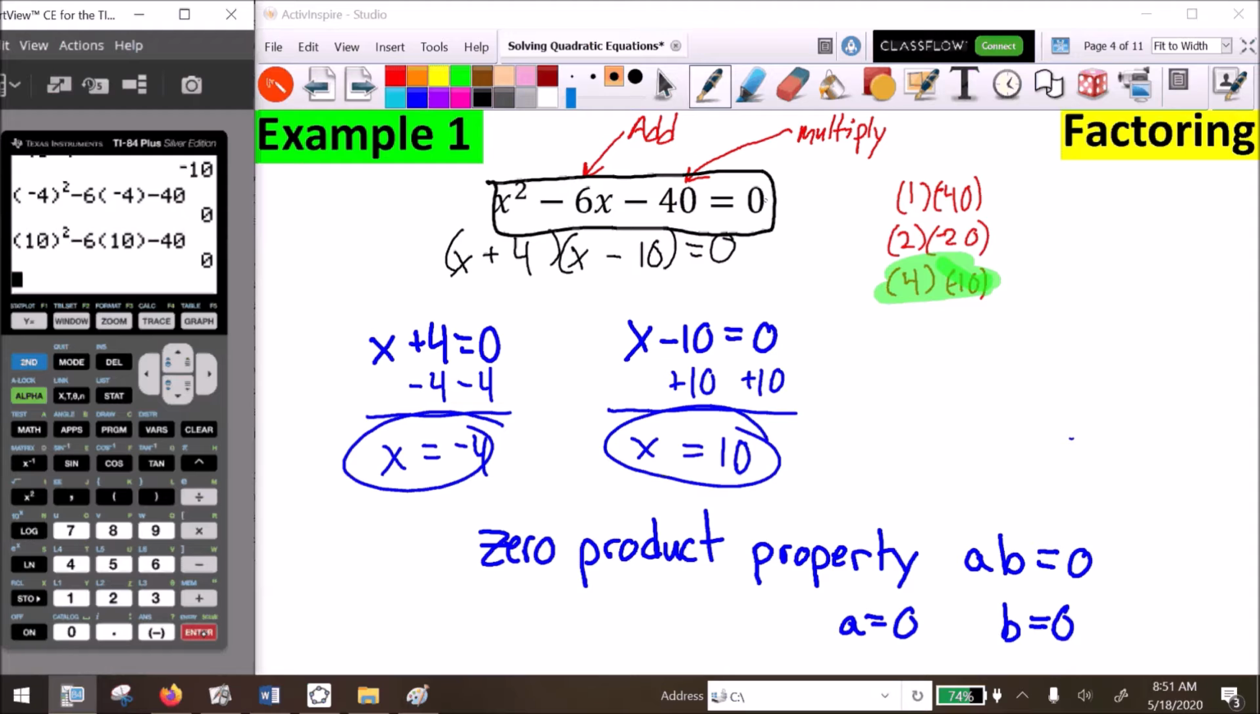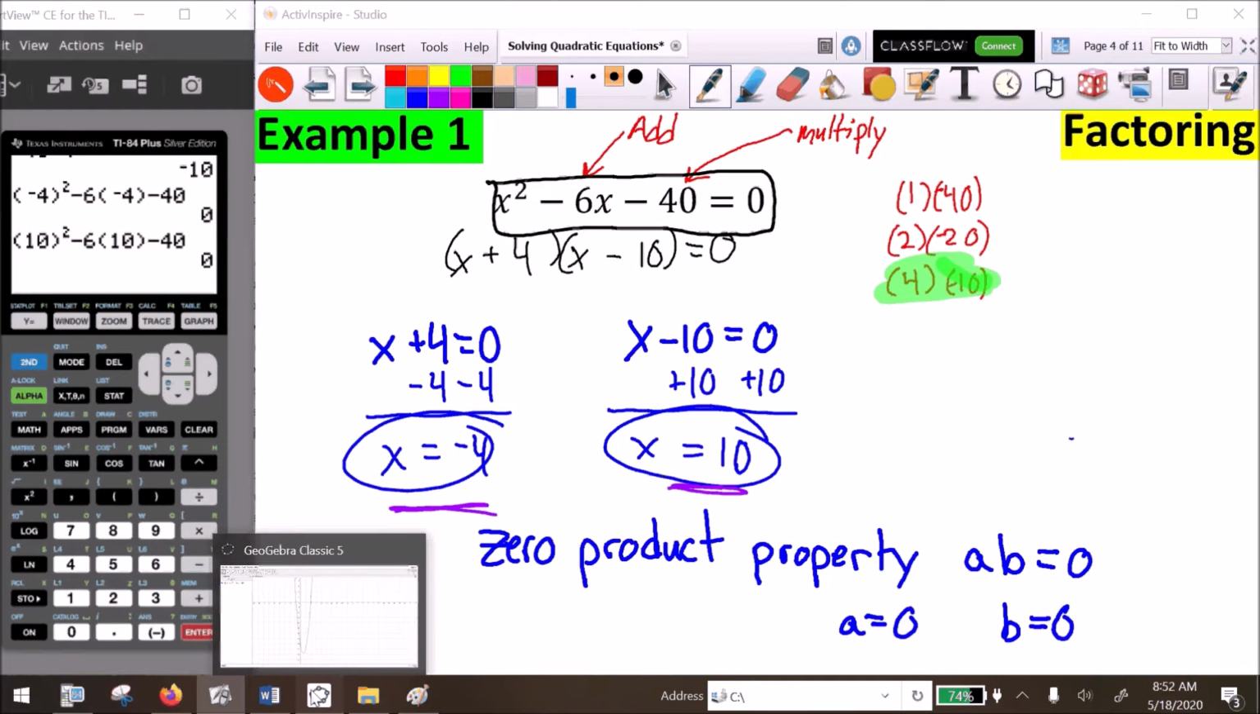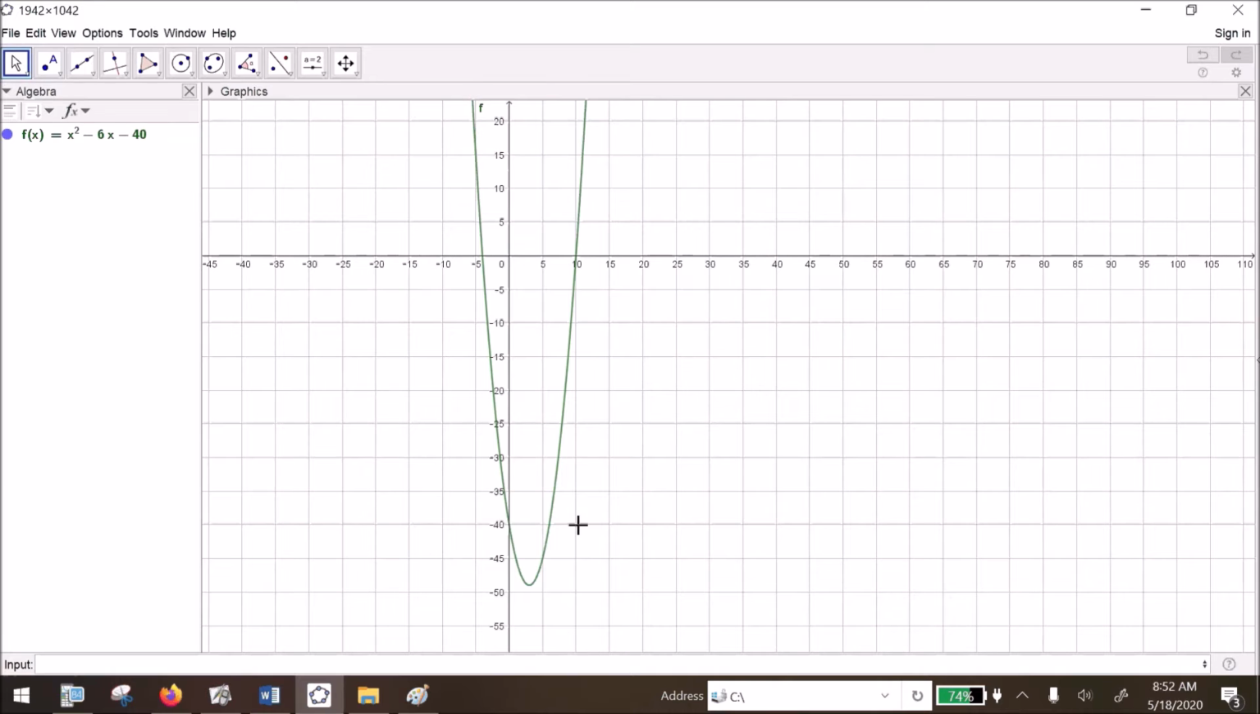In general, quadratics can have up to 2 real answers. To generalize that even further, the fundamental theorem of algebra says that the degree of your polynomial equation tells you the number of roots it may have. Since this is a degree 2 polynomial equation, it can have up to 2 real answers. That has to do with the shape of the graph. If you look at the graph of x squared minus 6x minus 40, it has a parabolic shape, and you can see that it crosses the x-axis at -4 and +10, the two answers.